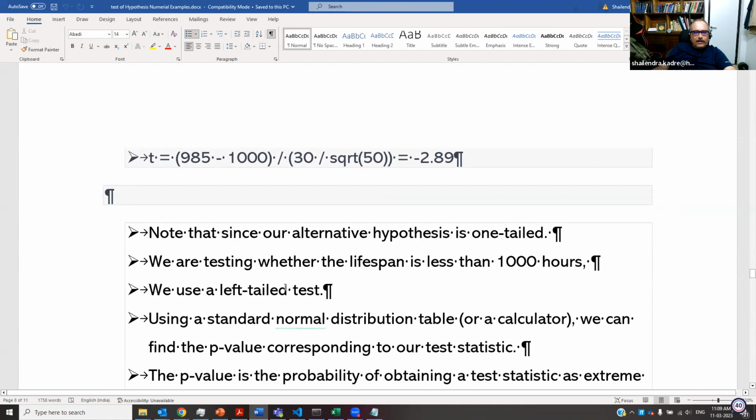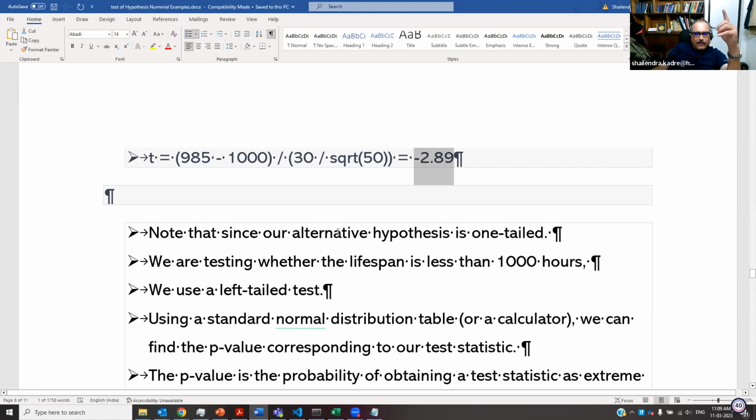We are using a left-tailed test, with a standard normal distribution table or calculator. I showed you the calculator last time, so I am not repeating it in the interest of time. Find the P value. I'll show you the calculator because it is open with me. And remember this value, minus 2.89.